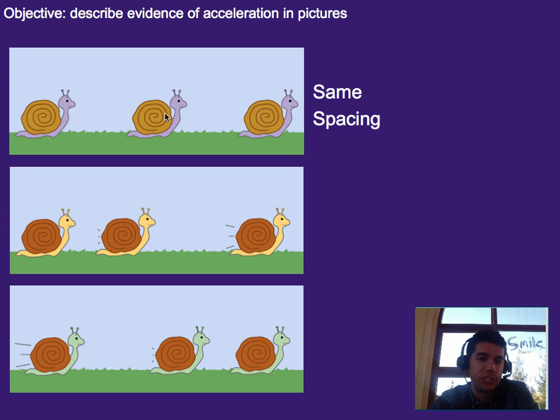Acceleration is change in velocity per unit time, or divided by time. So in this case, the acceleration is 0, and the velocity is staying the exact same all the way throughout.